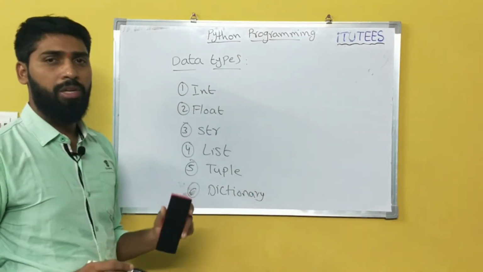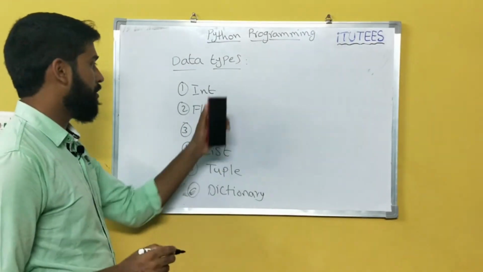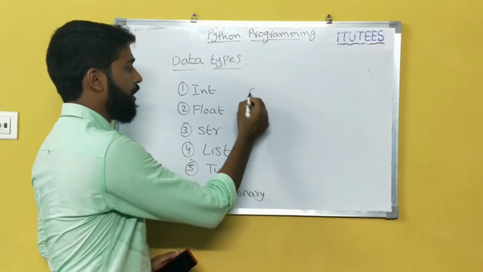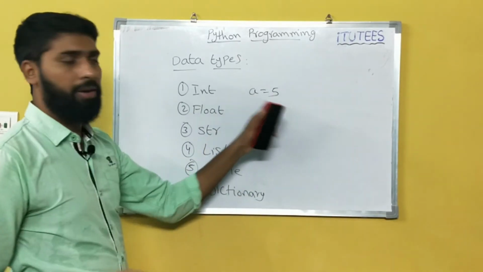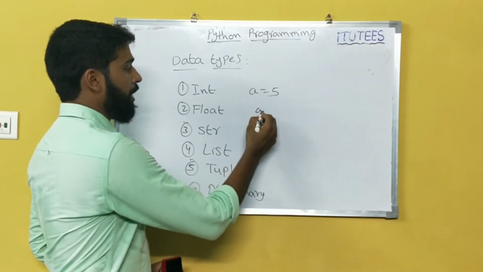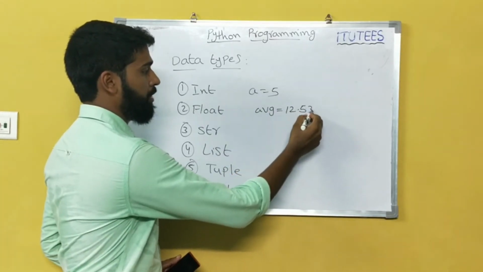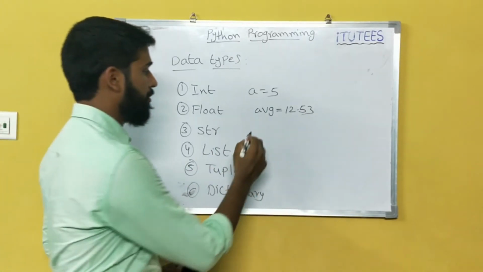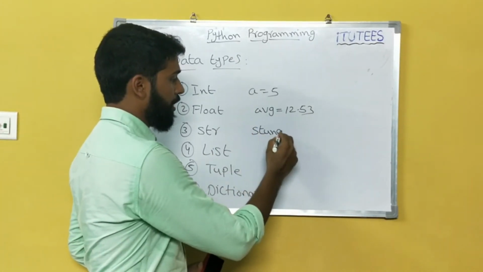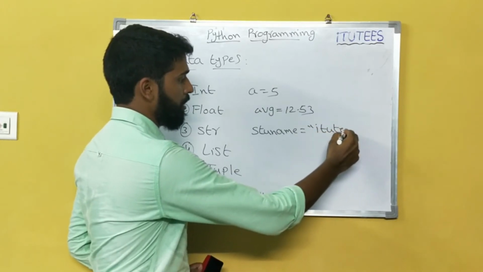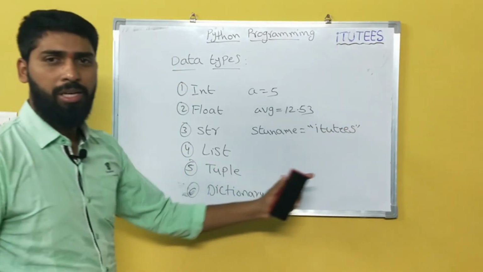I hope you all know the integer data type. The whole numbers are considered as integers. The decimal numbers are float. a equals to 5, so 5 is the integer. Average equals to 12.53, so this is the float. stu_name equals to ITUTs. So this is the string.